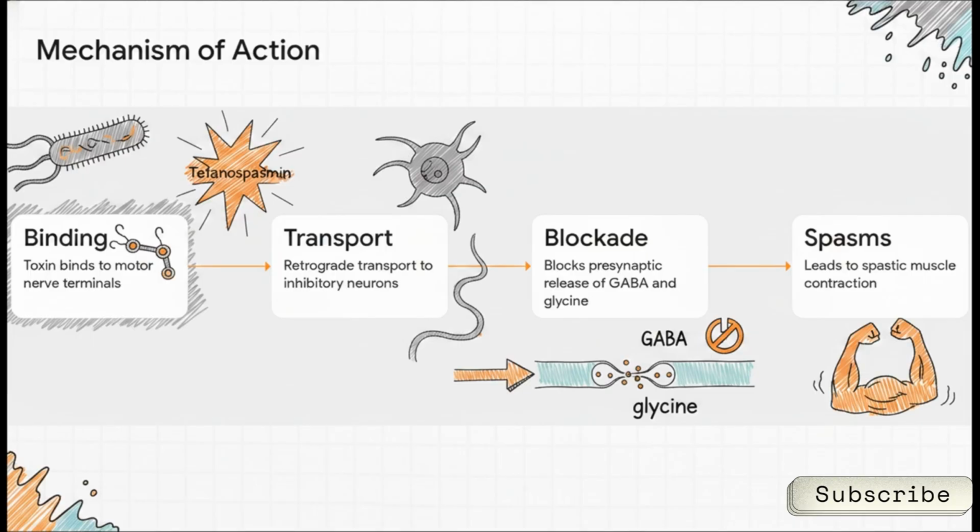Step 3 is the absolute game changer. It blocks the presynaptic release of inhibitory neurotransmitters, specifically GABA and Glycine. I mean, think about it. If you literally cut the brakes on your nervous system, what's going to happen? Well, step 4, you get unchecked continuous excitatory firing, leading to massive spastic muscle contraction.